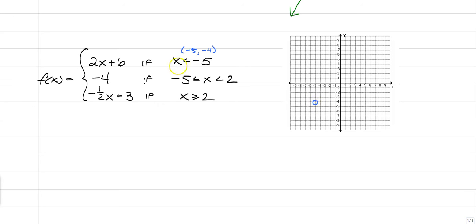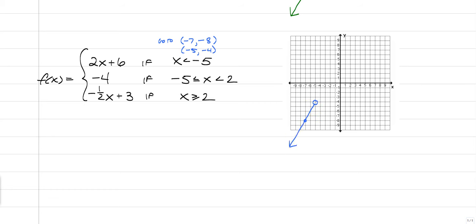Now, since this only occurs when x is less than -5, go pick another number where x is less than a -5. And we're going to go to -7 is what I'm going to pick. You could have picked whatever you wanted. So -7 times 2 is a -14, plus 6 is going to give you a -8. So we're going to go plot the point -7, -8. And that is our go-to point.